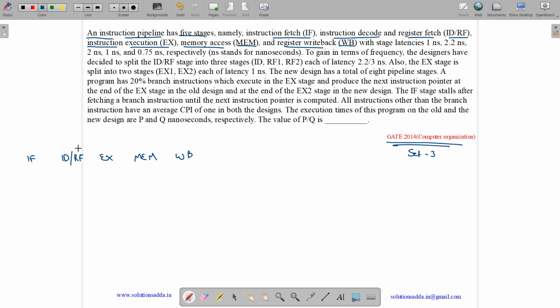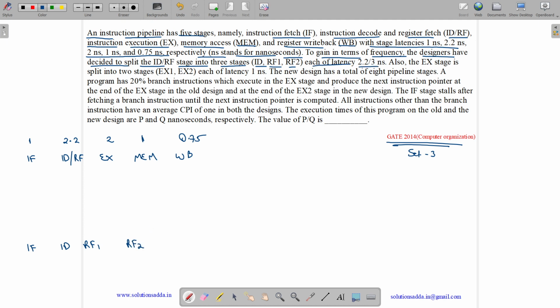With stage latencies 1, 2.2, 2, 1 and 0.75 nanoseconds. So these are the stage latencies respectively. NS stands for nanoseconds. To gain in terms of frequency, the designers have decided to split the ID-RF stage into 3 stages, ID, RF1 and RF2. So now we have split it into 3 stages.